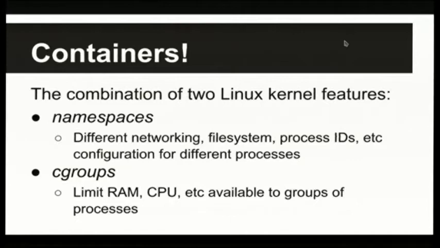The other feature is cgroups. Cgroups are a way of limiting the resources available to a group of processes. So you can say, I know I have 8 CPUs on my machine, but you, group of processes, can only use 4 of them. Or I know I have several gig of RAM, but you can only use 1 gig of RAM.